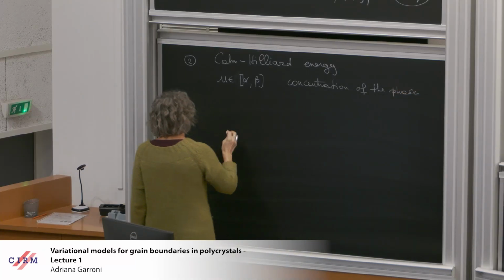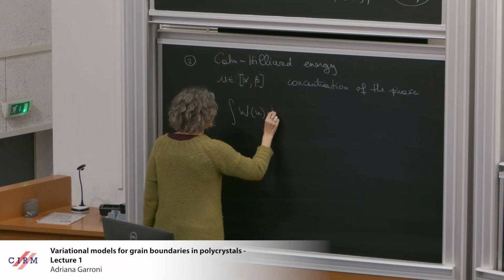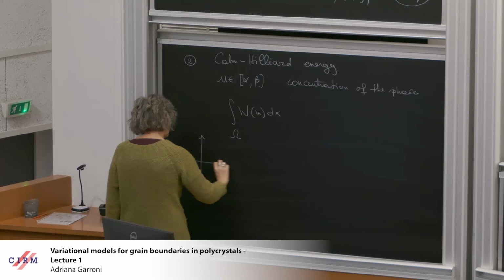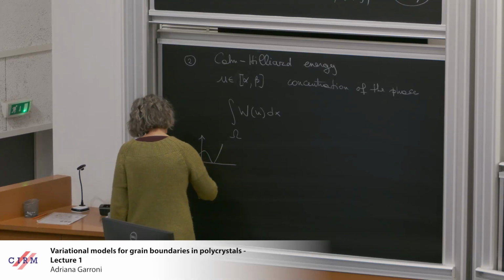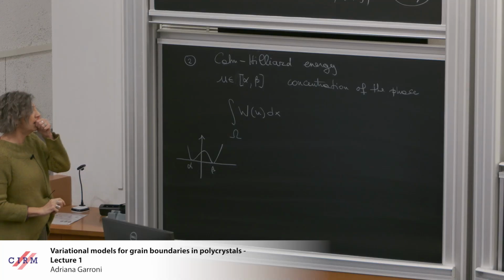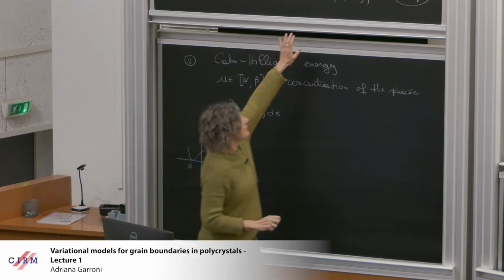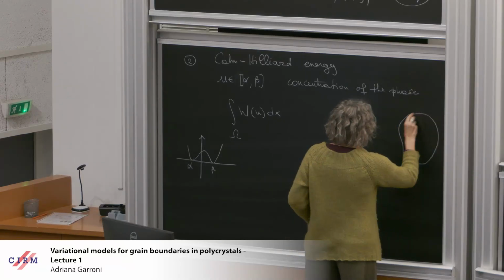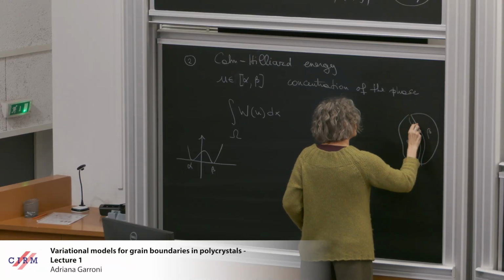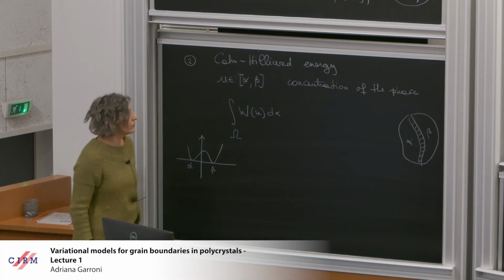And here you have two terms. One term which is given by a double well potential. So W is a double well which has zeros in alpha and beta. Then you want somehow the transition between alpha and beta being possibly smooth. So you want to go in a continuum or smooth way from alpha to beta.